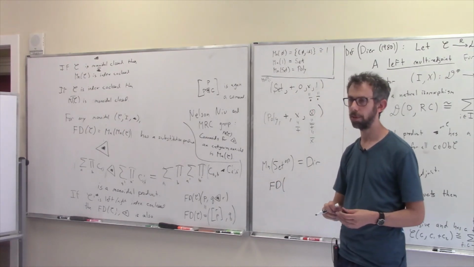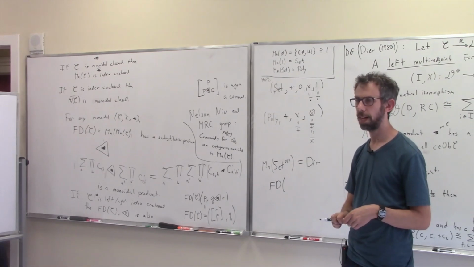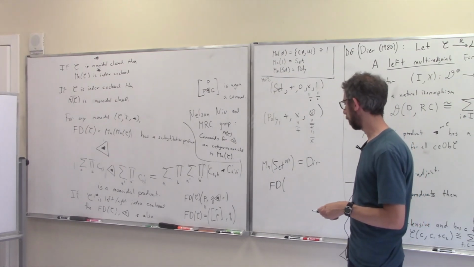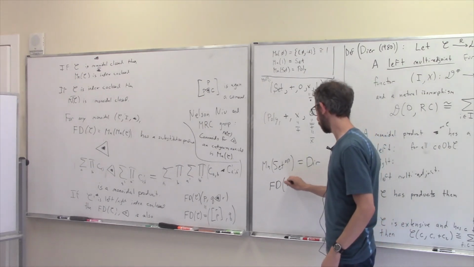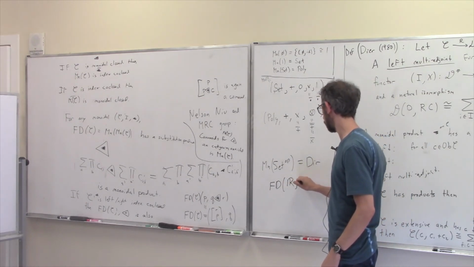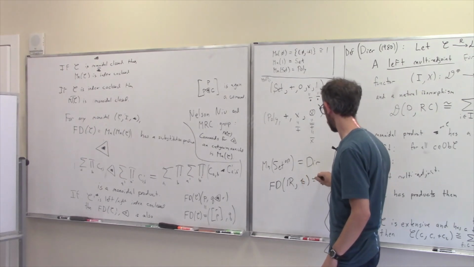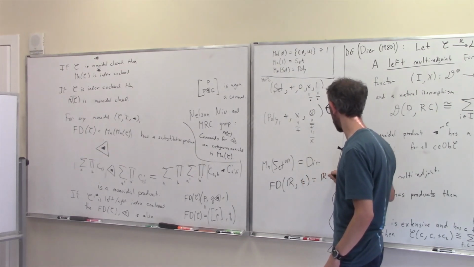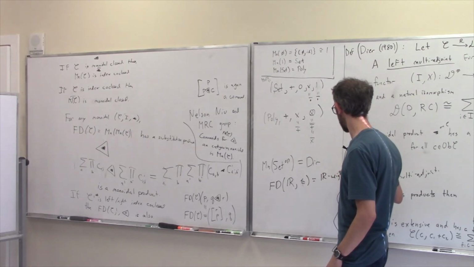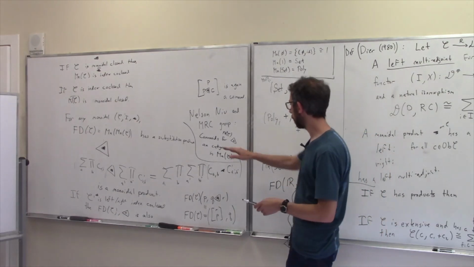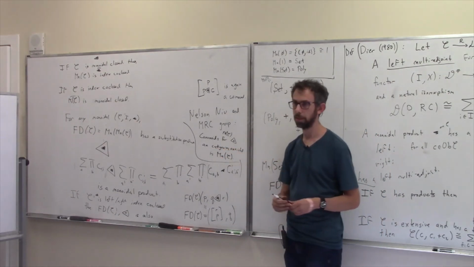So Paolo Perrone gave a talk about weighted categories in our colloquium, and let's say FD of the monoid of real numbers equals R weighted categories. So what is one? An R weighted category is a category. Sorry, let me say, what is a category enriched in monoidal category C?